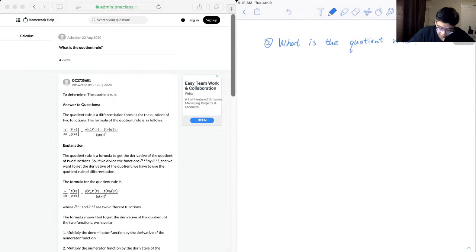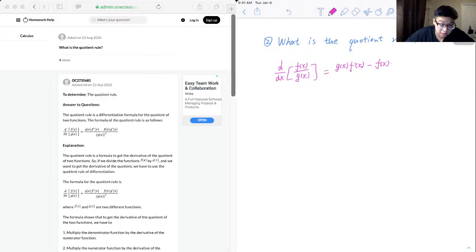So first, let's write the formula down for the quotient rule. Whenever we need to take the derivative of a function over a function, it's going to be equal to g(x) times the derivative of f(x) minus f(x) times the derivative of g(x), over g(x) to the exponent of 2.